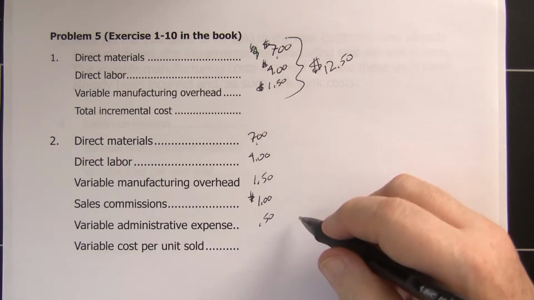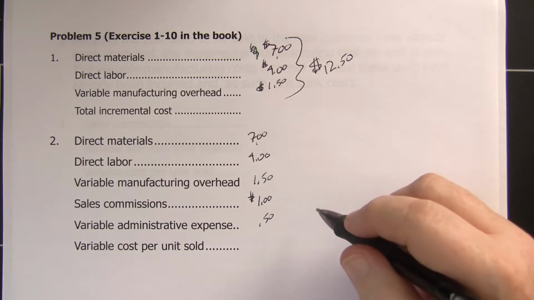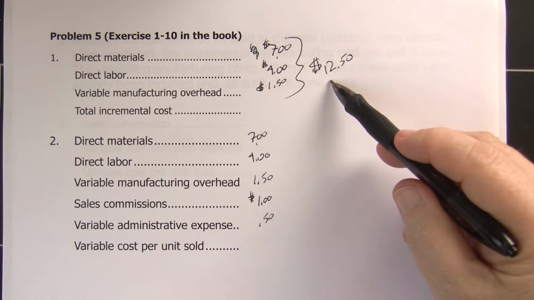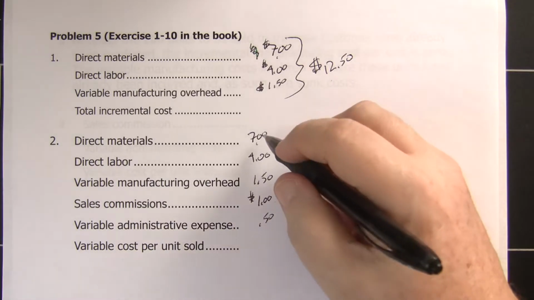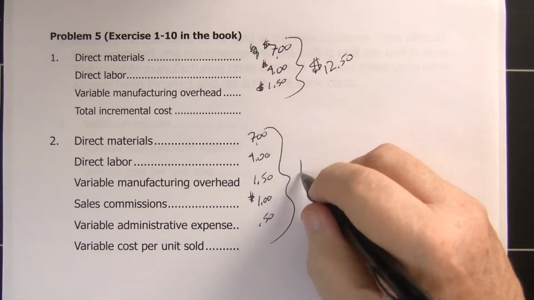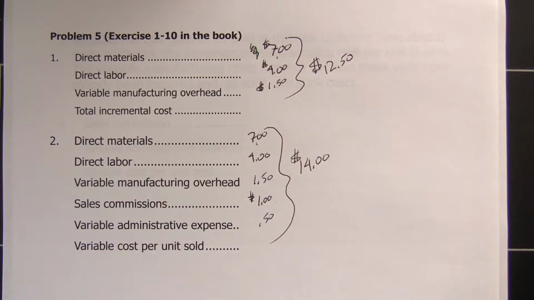So the cost to make and sell one more unit. Remember, this was to make one more unit. This is to make and sell one more unit. Is our old friend $14, the number that we have seen so many times before.